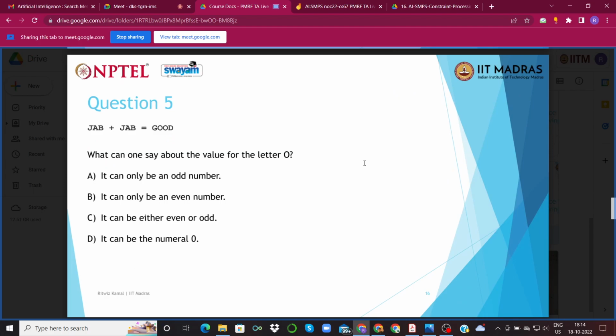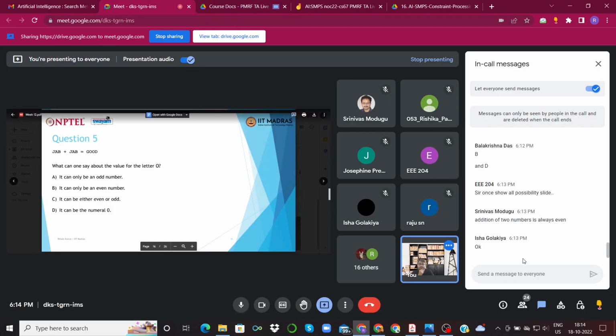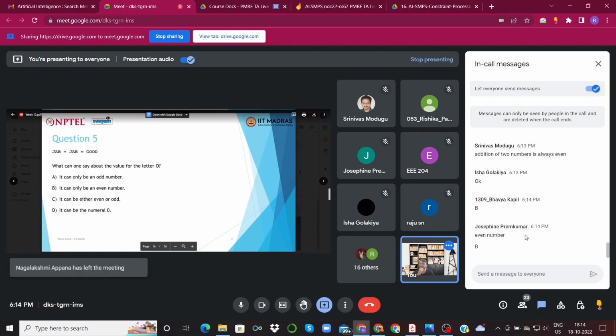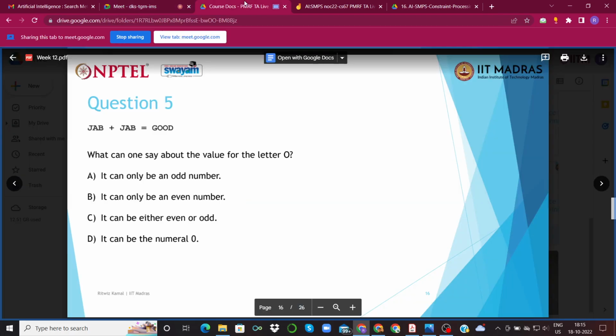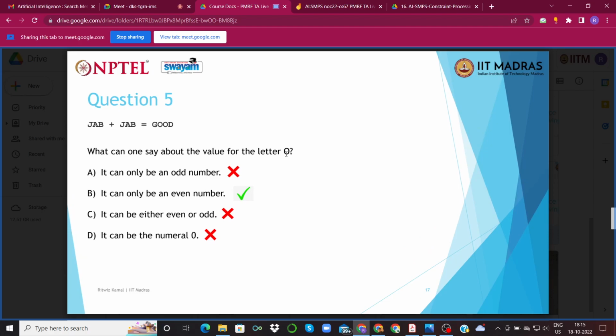What can we say about the letter O now? B. Okay, even number. Yeah, precisely. Just like the previous question, the same logic will follow. We are adding up A two times, and before that we are adding B two times. So 502 plus 502. It could have been possible if we had allowed 0 to be assigned to any particular alphabet, but the question states that we will avoid the situation where 0 could be assigned to any of the alphabets. If the question had allowed that, this could have been a possible solution. So just like we saw, O can also be only an even number.